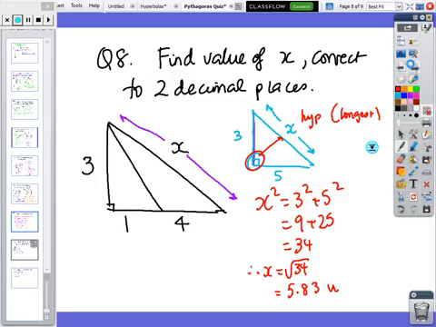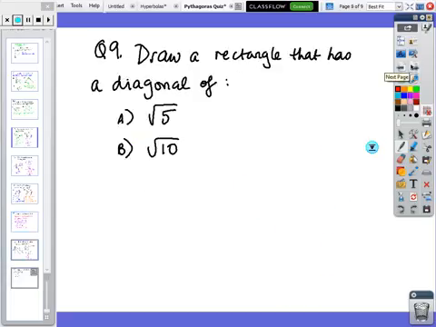And the last question, draw a rectangle that has a diagonal of root 5 or root 10. So this one's a little bit harder, you have to put some reasoning into it. Again, I'm not sure that you might be able to do it, but think about it and see if you can work it out.